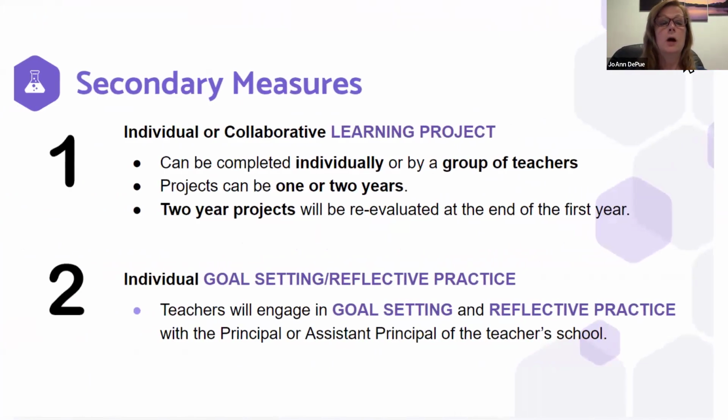So for us, as we said, we chose out of the list of secondary measures that teachers could do a learning project. We had done projects here in the past. The significant difference was our observation process went through teaching standards 1 through 4, and then our secondary measures were 5, 6, and 7. So our previous projects didn't have 5, 6, and 7.